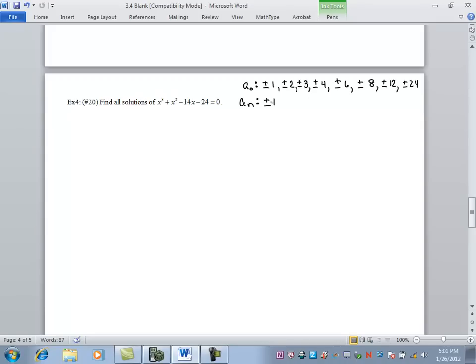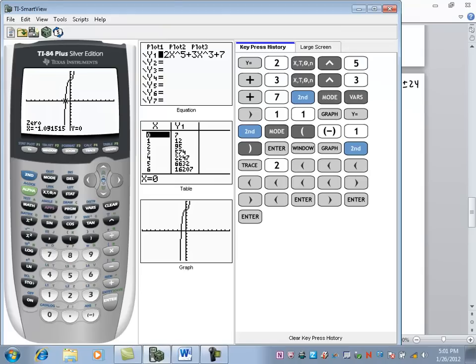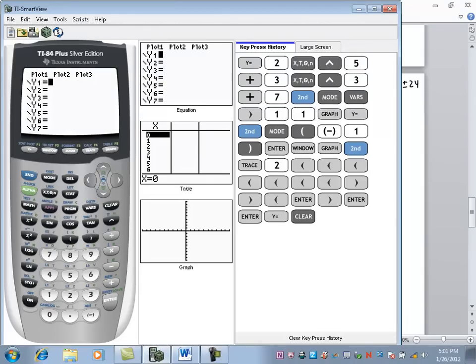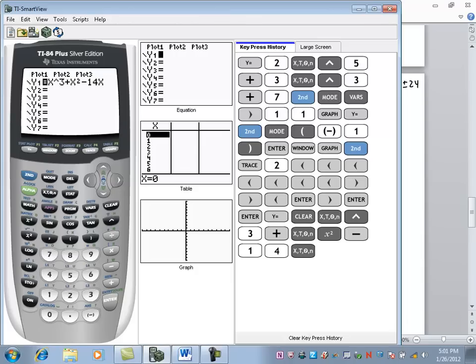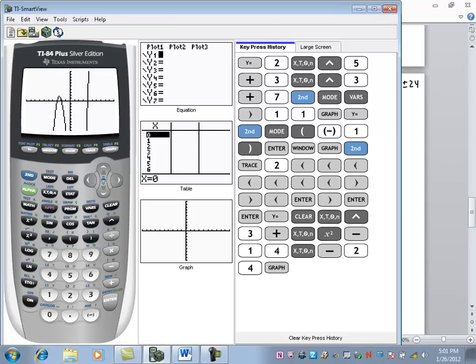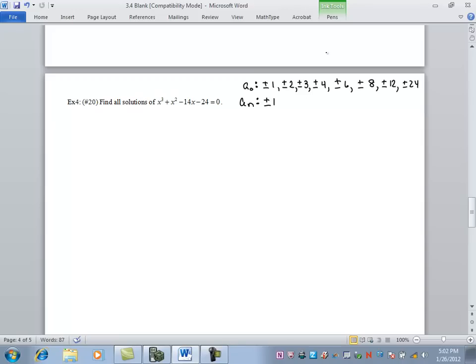Alright, so again, I'm going to make a graph of this. Going back to my calculator, x cubed plus x squared minus 14x minus 24. And remember, guys, this is a cubic polynomial, so we're looking for 3 solutions. It looks like maybe -3, -2, and 4 from the graph. That's what it looks like. Might be the case.